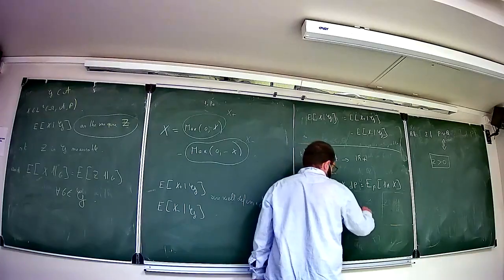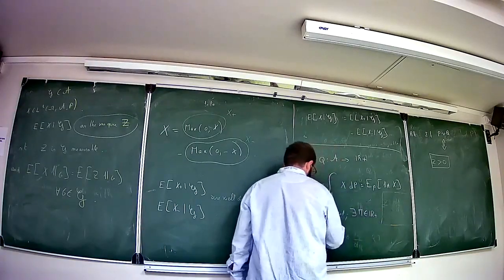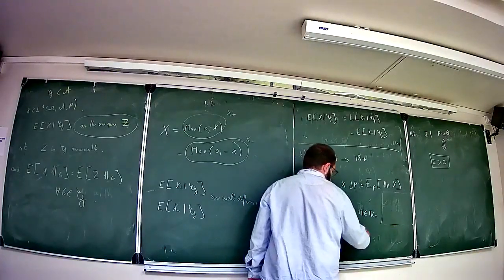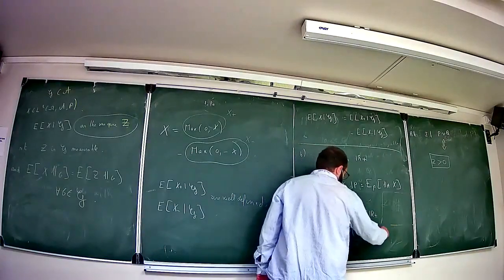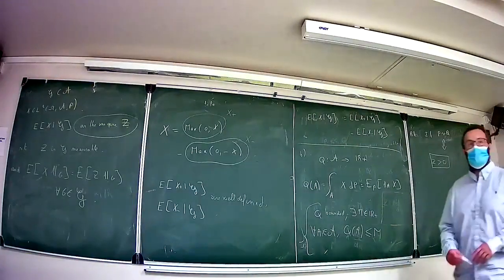means that there exists an M belonging to R plus such that for all A belonging to the sigma-algebra, Q of A is less than M. It's a line to prove this. Why is Q bounded?